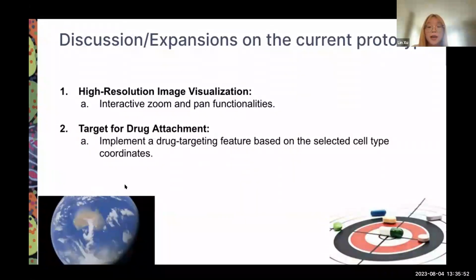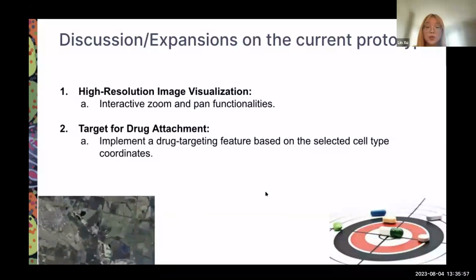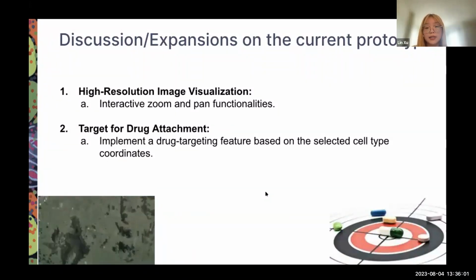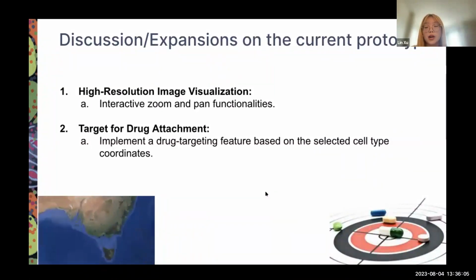The other thing that we can do is, because we can get the coordinates for where the predicted cell type is, we can easily find the place of the cancer cells so that we can set it as a target for the drug to attach.